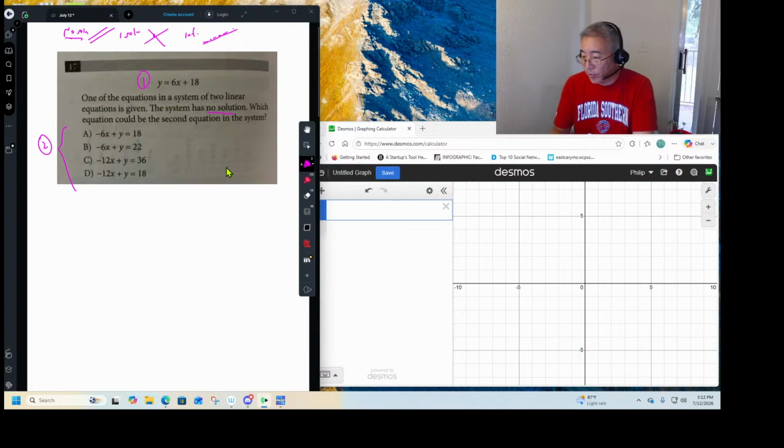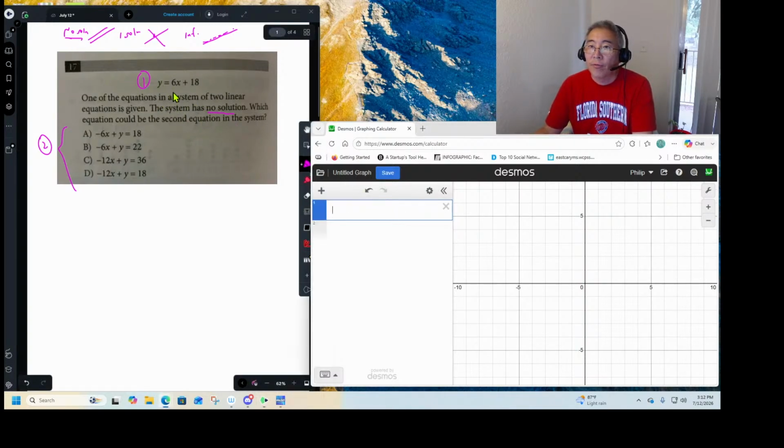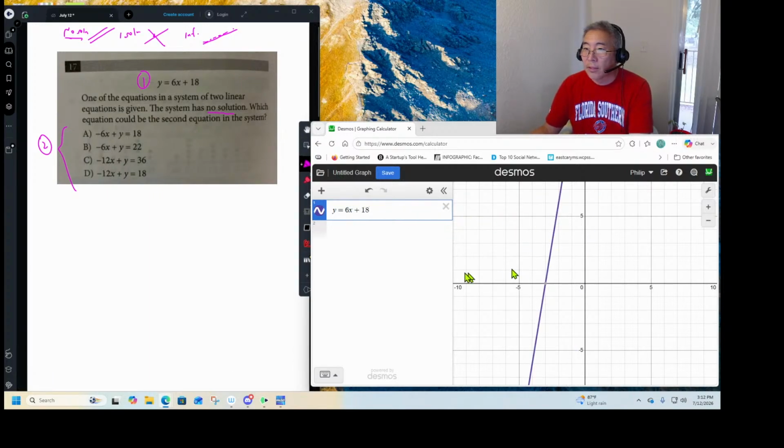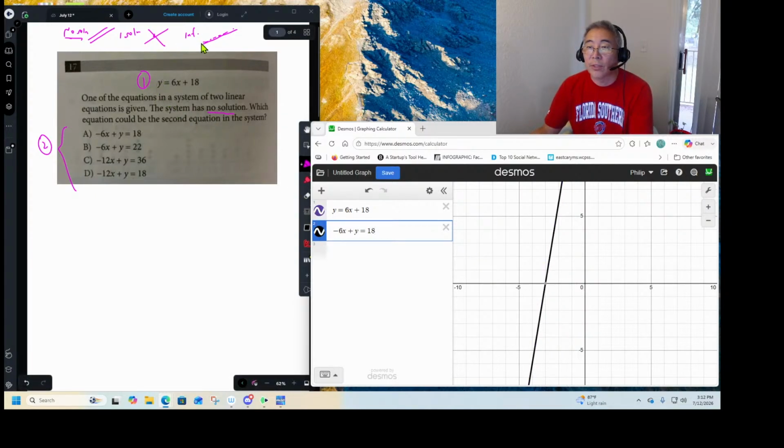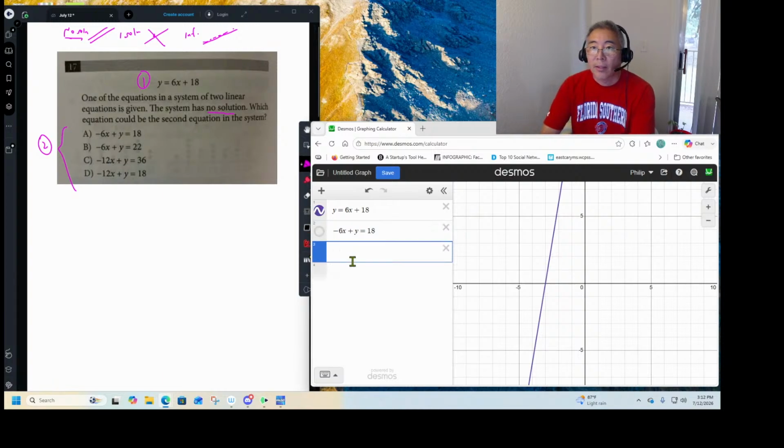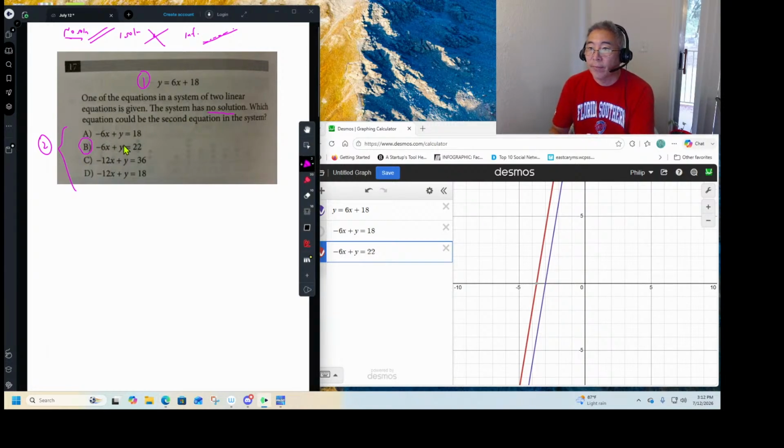The no solution one. Okay, so let's type in the first equation, y equals 6x plus 18. And it's this purple line here. And then I'm going to type in option A, which is negative 6x plus y equals 18. Oh, it's the same equation, right? So this is the one that's infinite solutions. We don't want that. Then we type in B, which is negative 6x plus y equals 22. Oh, okay, so this one's parallel. So the answer is B. We don't even need to type the other two in. Okay, the answer is B.